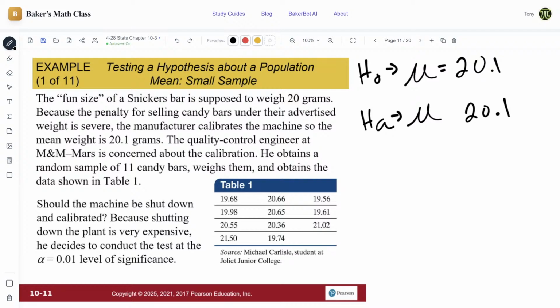What do you think? I could argue it either way. Less than or not equal to. They're making a penalty if they sell it under their advertised weight, so I would do less than in this case. Unless they're concerned about the calibration. But what if it's putting out bars that are 20.5? Then we would do not equal. Yes, you could make an argument either direction.